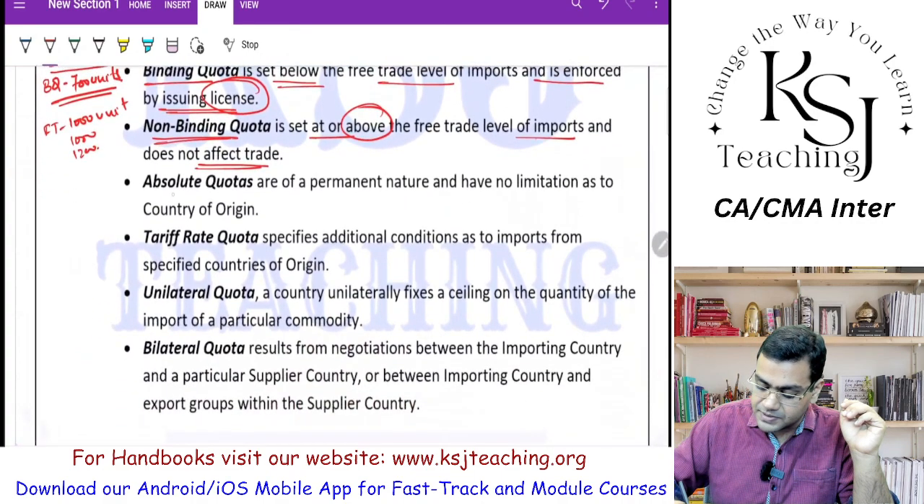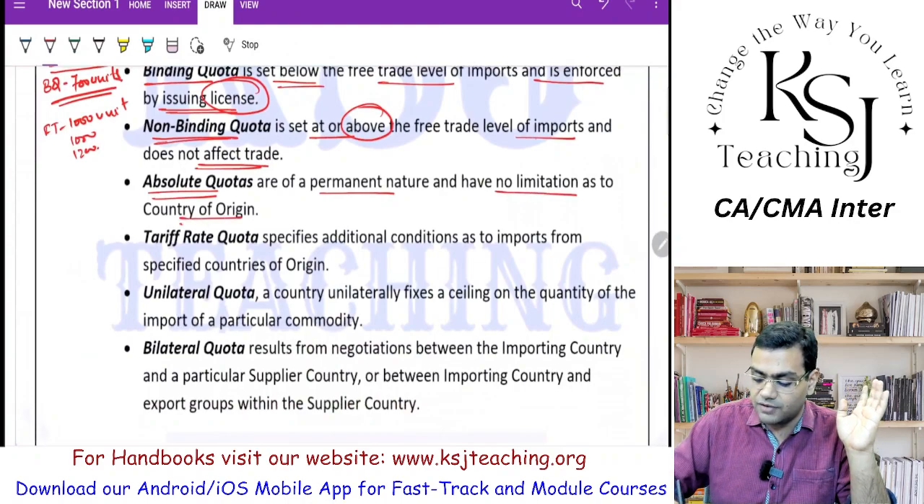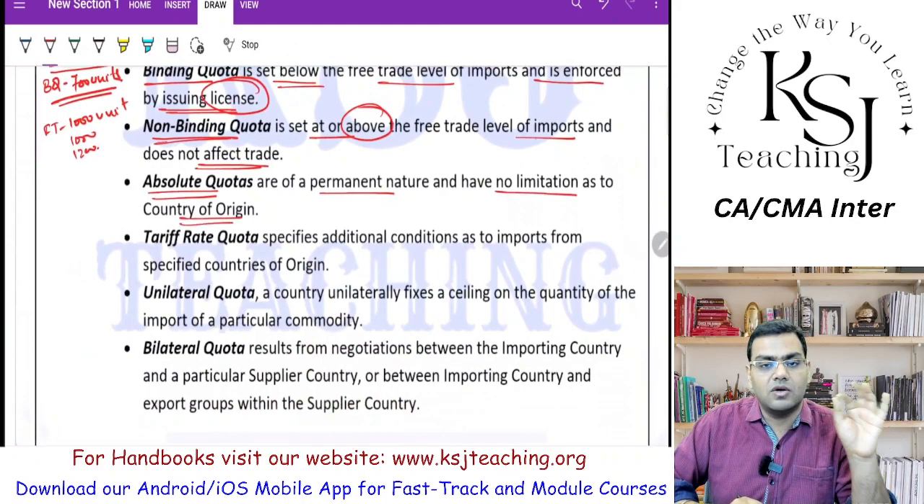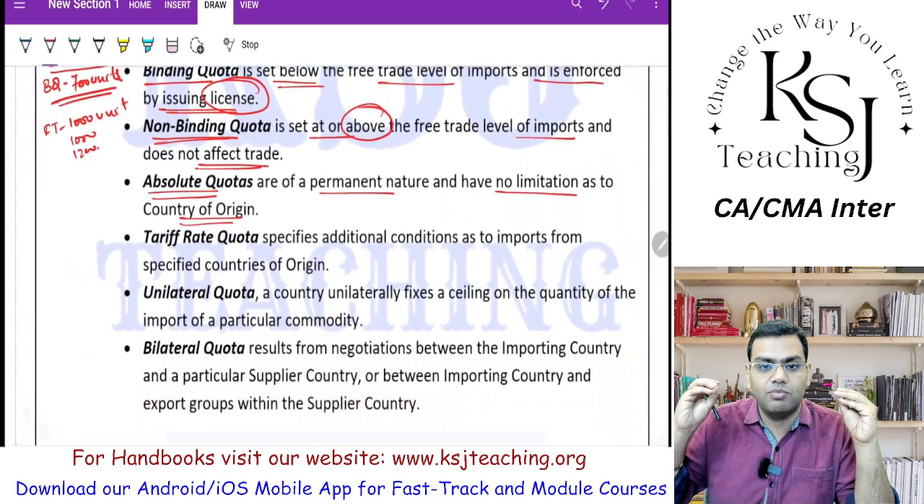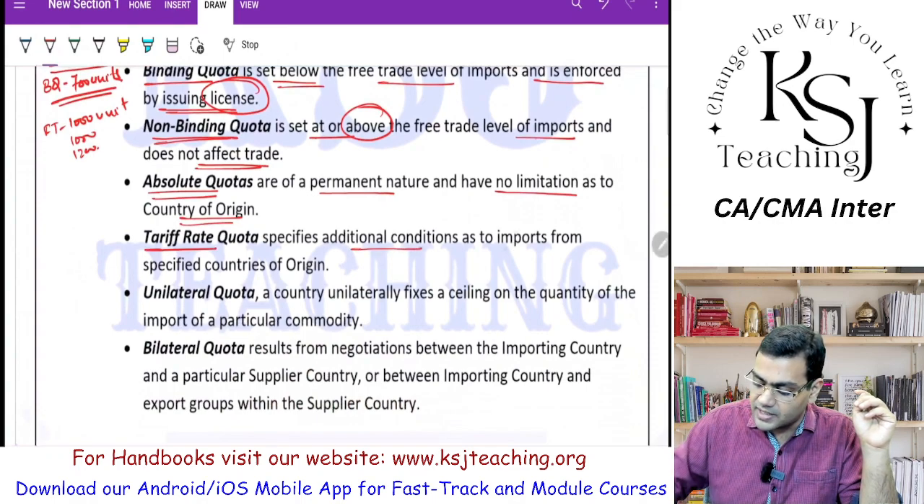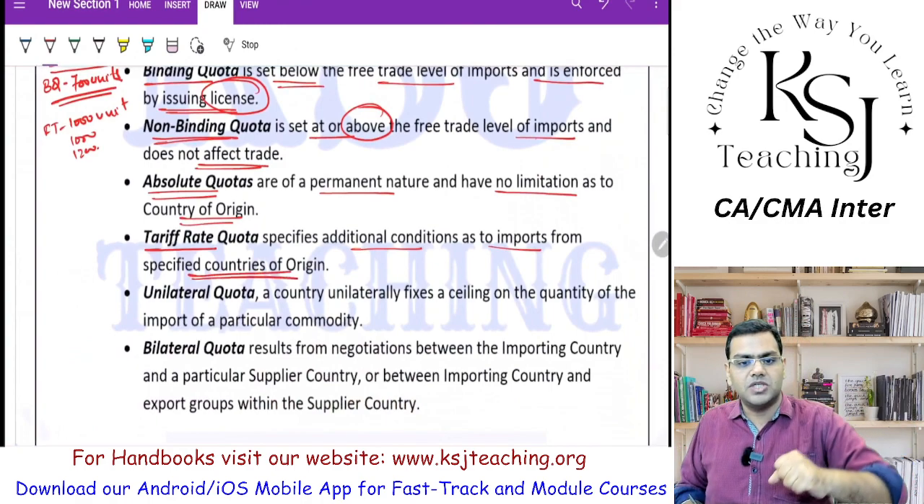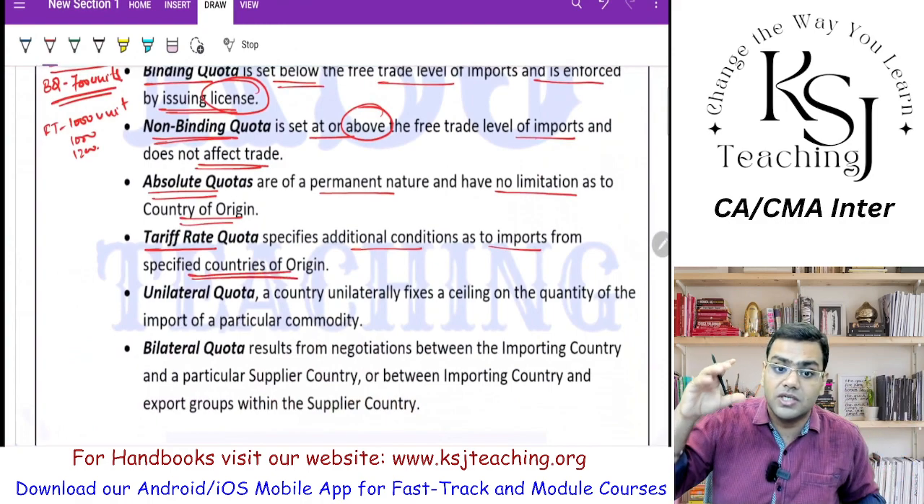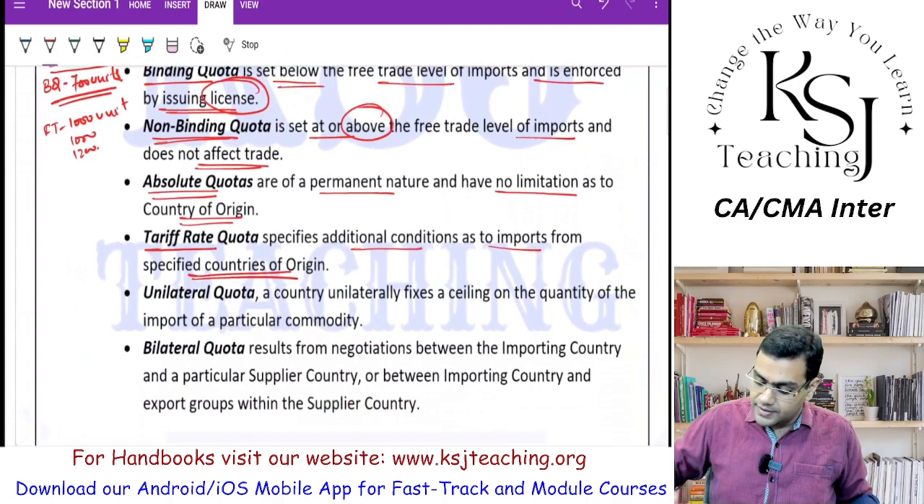After that, absolute quotas are of a permanent nature and have no limitation as to the country of origin. Permanently the quotas are set that you cannot import more than this, that's it, totally from any country, right? The tariff rate quota specifies additional conditions as to imports from specified countries of origin, that if you want to import the goods from China, there are additional restrictions on the imports, right?